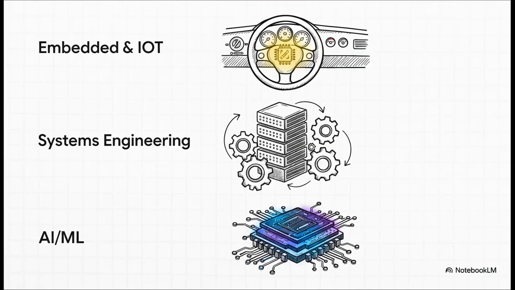For example, if you love how hardware and software meet, you could work in embedded systems at a place like Bosch, writing the code inside our cars and appliances. If you're obsessed with making things faster and more efficient, you could be a systems engineer at Google or Microsoft. Or if you want to be on the absolute cutting edge, you could use this exact knowledge to build high-performance AI models at a company like NVIDIA.